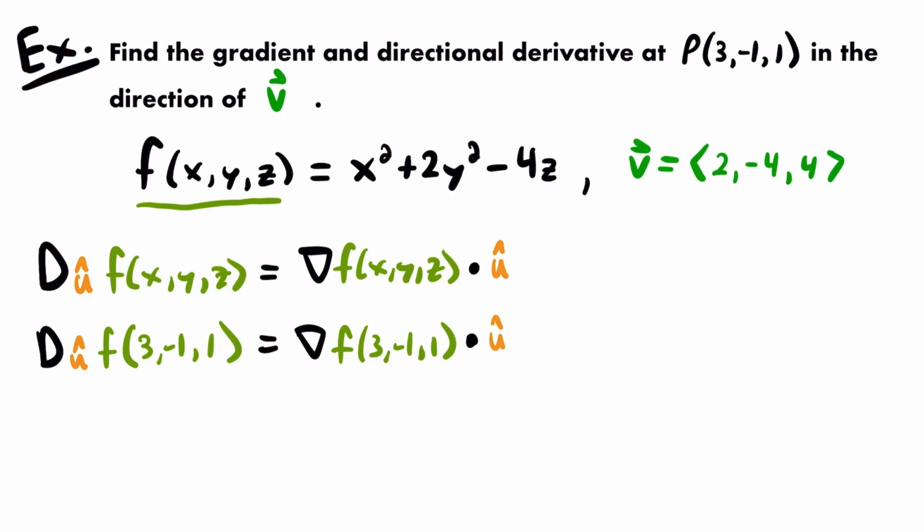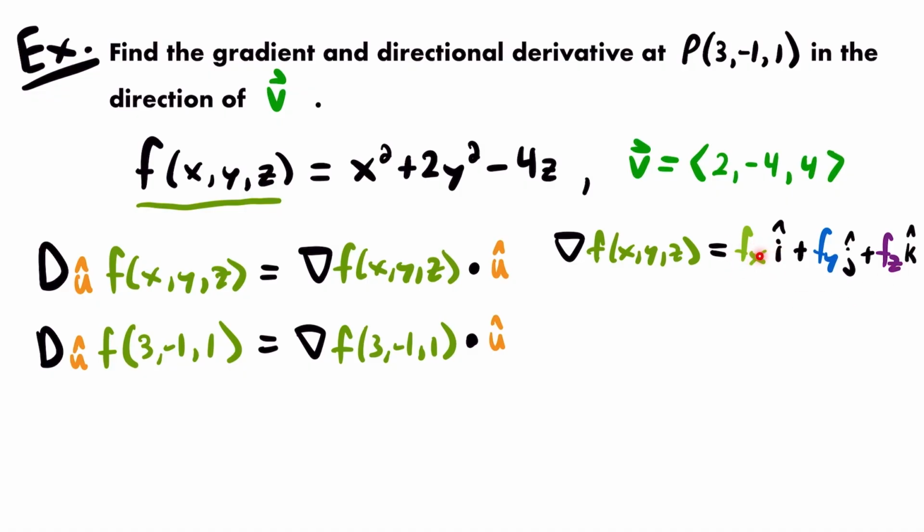Okay, so let's work on this. Let's start by finding the gradient vector. Del f of x, y, z will be equal to f_x times i plus f_y times j plus f_z times k. All right, and so let's start with f_x. Looking at our function here, these two terms are not in terms of x, so they are constants whose derivatives are 0, but then x squared, its derivative is 2x.